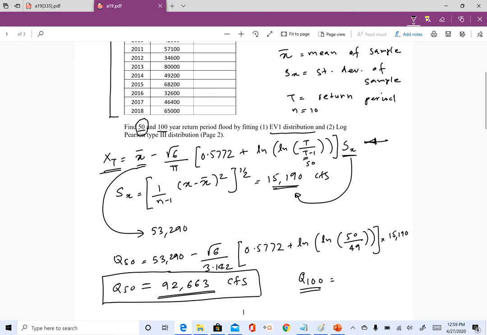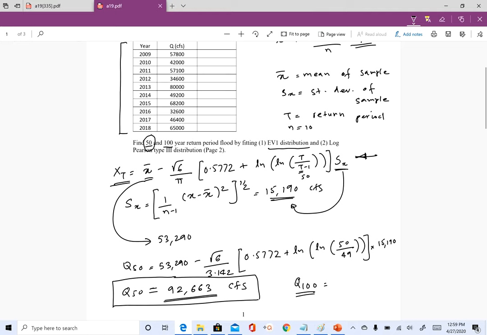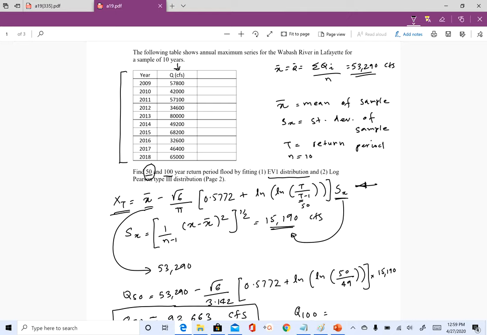The other thing I want you to see from this is that when we did the empirical probability approach in the last assignment, you can see that the number that we got is different than what is included in the sample. So that's the advantage of using the probability distribution function. Okay. So this is how you can do flood frequency analysis using EV1 distribution.